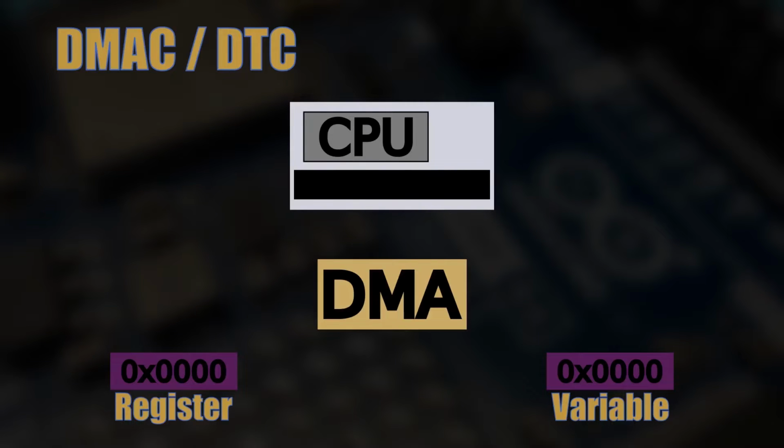DMA and DTC get around this by moving bytes from one place to another without any involvement of the CPU. So with DMA, when the timer capture event happens, the data is moved by the peripheral, and the CPU never has to stop what it's doing with the main program.